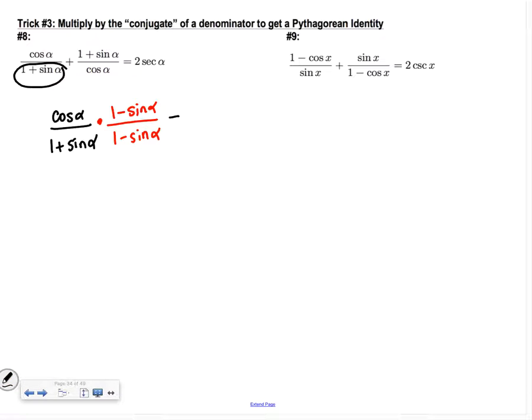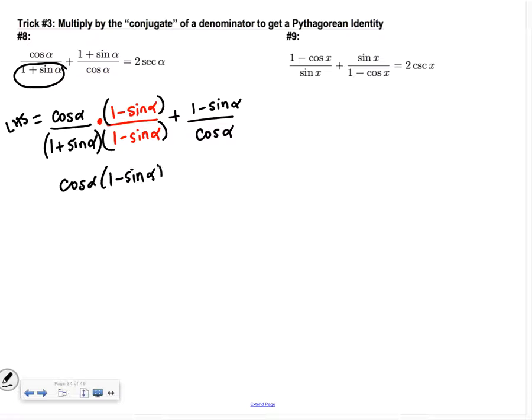Okay, so these usually involve like a 1 plus or a 1 minus something. And I'm only going to do it on that left one. Okay, so my left-hand side is equal to that. Okay, so when I do this, I'm going to leave the top factored because a lot of times there's going to be things that will cancel on these. And the bottom, when I FOIL it out, right, first, outer, inner, last, I have 1 times 1 is 1. My outer is negative sine of alpha. My inner is plus sine of alpha. And my last is minus sine squared alpha.